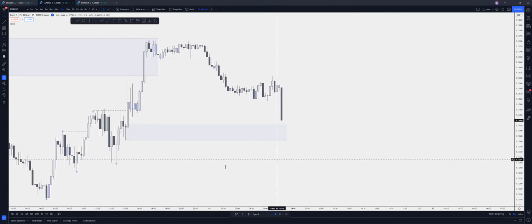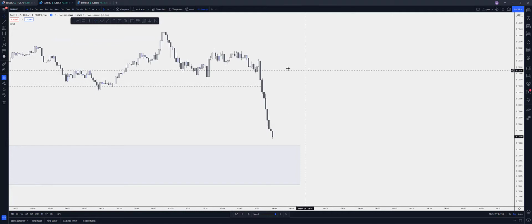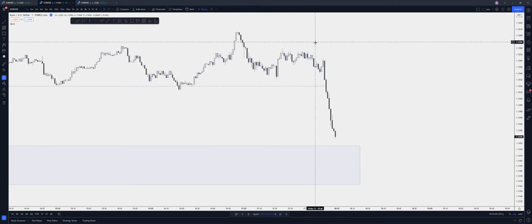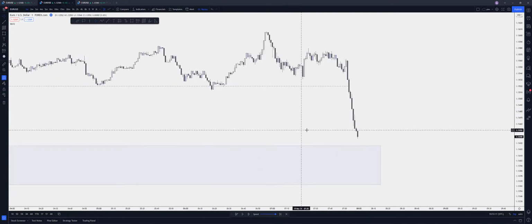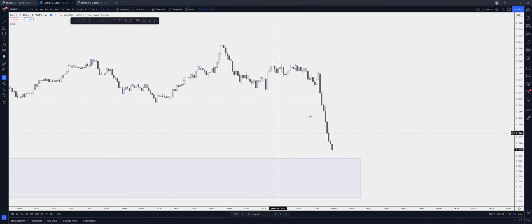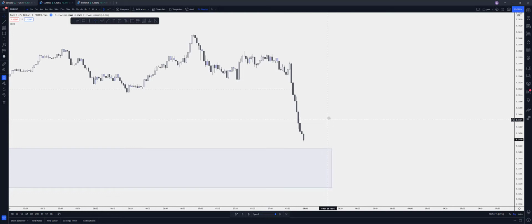But now what we're going to do is move down to the 1 minute and see what's going on there, see if we can get involved. So here's that big 15-minute bearish candle on the 1 minute time frame. So looking at this, this is the last low we broke on the 15-minute.